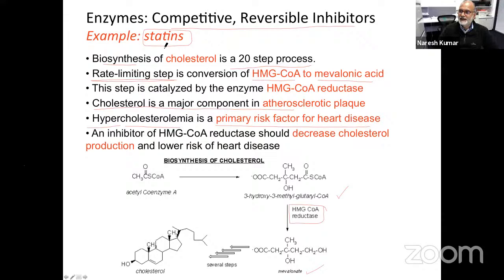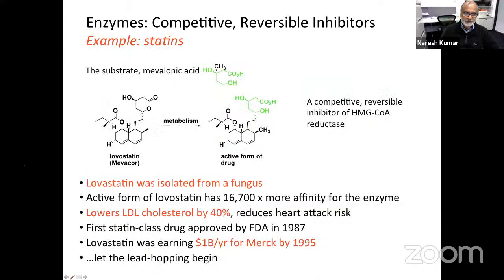And the way a statin reduces the cholesterol level is that it is an inhibitor of this enzyme. It stops this reaction from happening. And if that reaction step is inhibited, then it lowers the cholesterol production and it lowers the risk of heart disease. And statin is what we call a blockbuster drug. A blockbuster drug is one where the pharmaceutical companies make a lot of money because it is very, very heavily prescribed. Now let's see how it works.